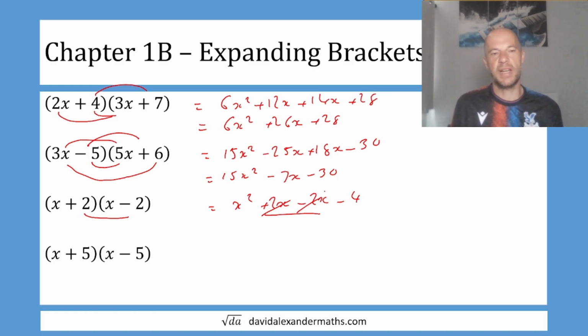So when you've got two brackets that are identical apart from one is plus and one is minus, you can ignore the insides and the outsides, just do the firsts and the last. So (x + 5)(x - 5), that is x squared, take away 25. I suppose the skill is also, and this will come up later, is knowing that x squared take 25, what's called the difference of two squares, that will factorise to (x + 5)(x - 5).